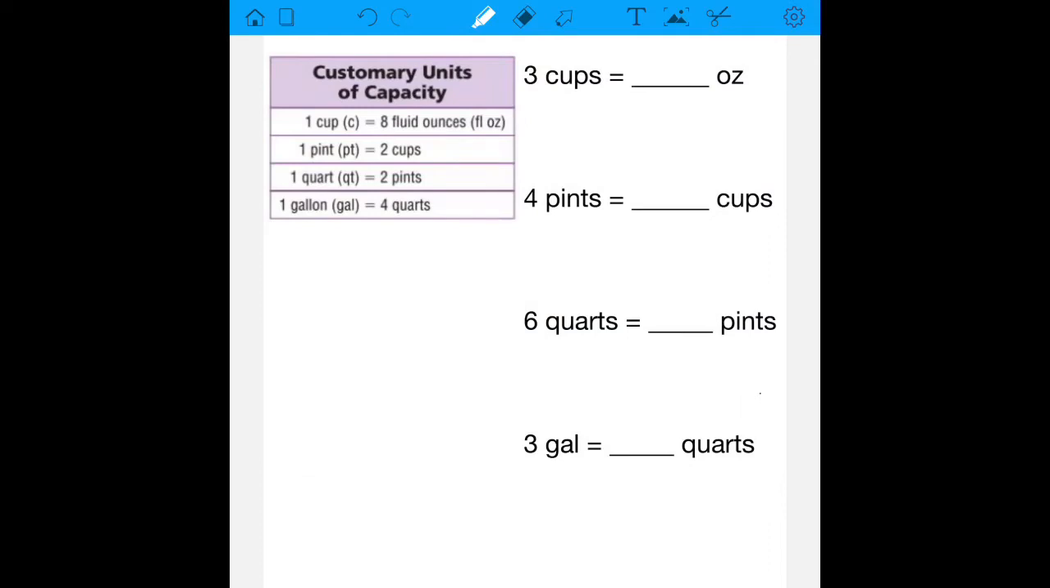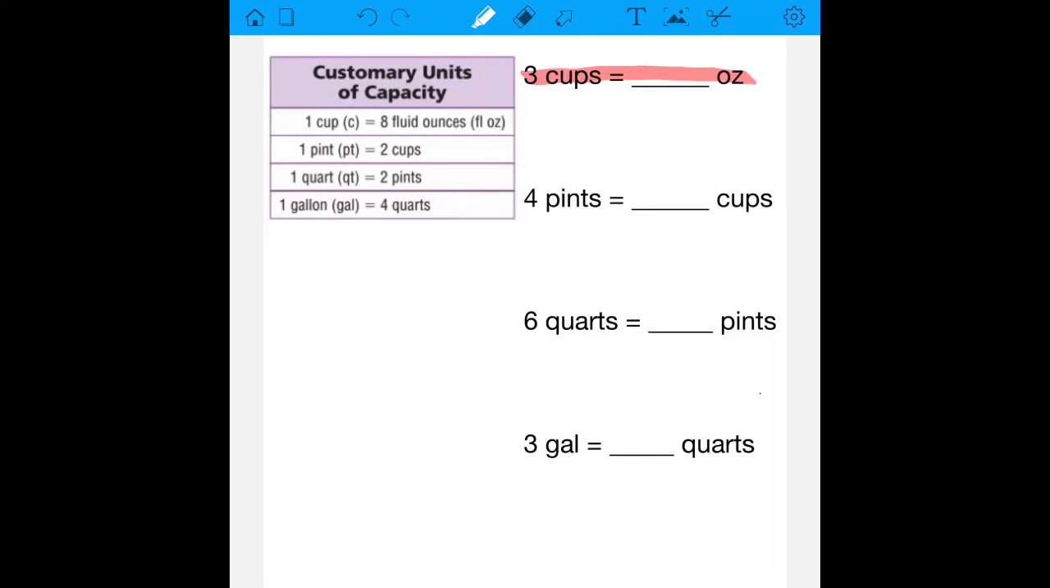Let's go ahead and do some converting here, and we're going to convert some customary units of capacity or of volume. And so I know that the smallest ones are ounces, and then it goes to cups, and then it goes to pints, and then it goes to quarts, and then finally the biggest customary unit of volume or of capacity is gallons. So I'm going to look at this first problem over here where it says that 3 cups equals how many ounces?